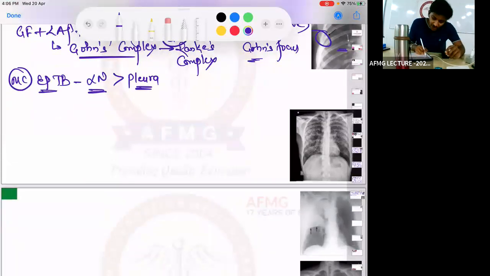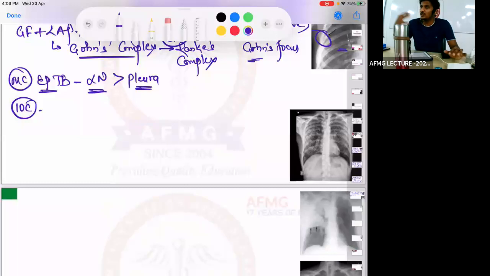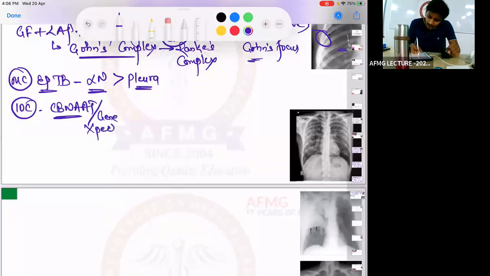Now, what is the investigation of choice for TB? Screening test can definitely be a sputum smear examination or a chest X-ray in the patient. Investigation of choice is a TB NAT, or sometimes we can prefer GeneXpert. So either of them can be preferred.